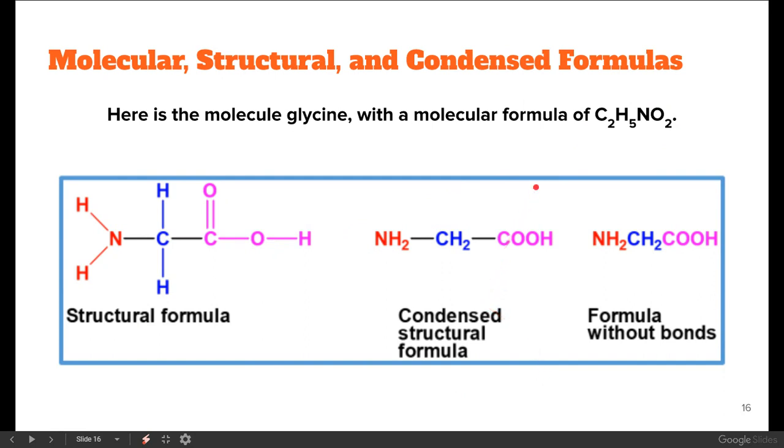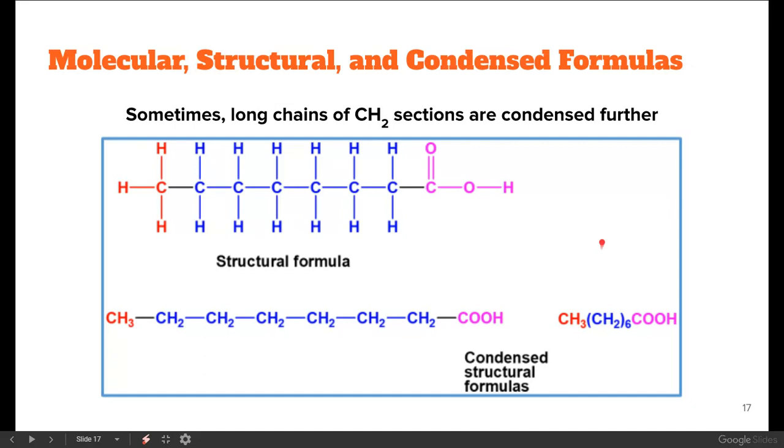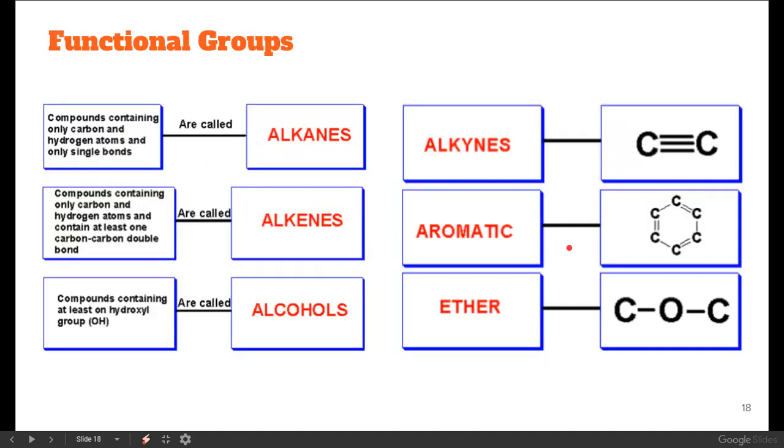Okay, let's keep rolling. Sometimes long chains of CH2 sections are condensed even further. You might see these in like your fatty acids and things like that, because fatty acids have long chains of these alkyl groups, which are nothing more than carbon and hydrogens. And what you're going to see here is we're just going to take the CH3 at the end, combine all of these CH2s here, and those will be CH2, there'll be 6 of them, and then we have that COOH at the end. So we've condensed it even further. We're crazy. All right, let's keep rolling.